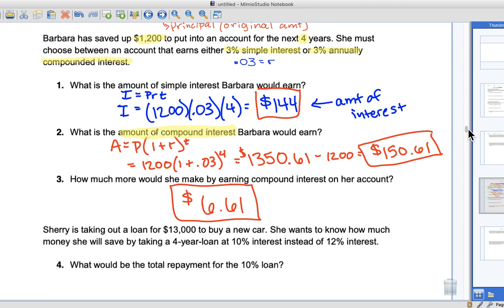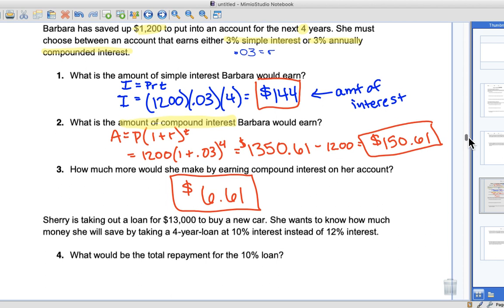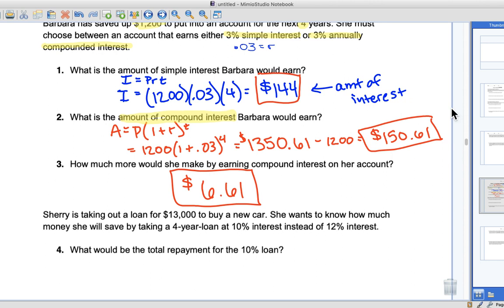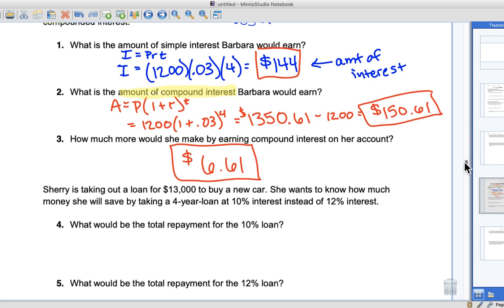All right, not too bad, right? Hopefully you guys are getting familiar with the types of questions that you see and whether they're asking about simple interest, compound interest, and then interest or total amount in the account. That's the hardest part, right? Plugging into formulas is super easy. You just have to make sure that you're answering the correct question.